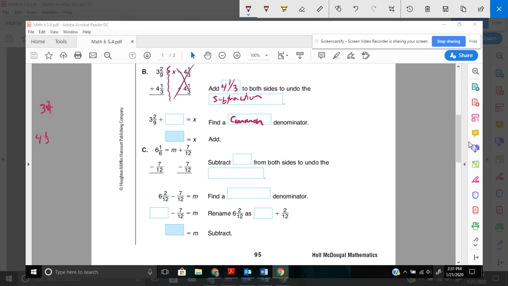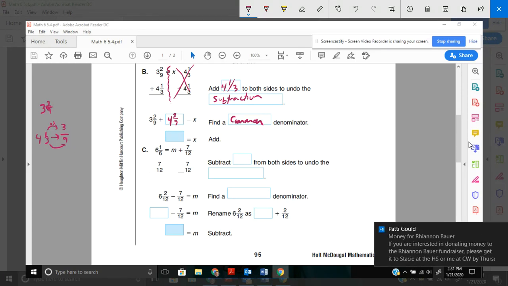I could get thirds into ninths by just multiplying my denominator by 3. So if I multiply my numerator by 3 as well, I would have 3/9. And now I have 3 and 2/9 plus 4 and 3/9.